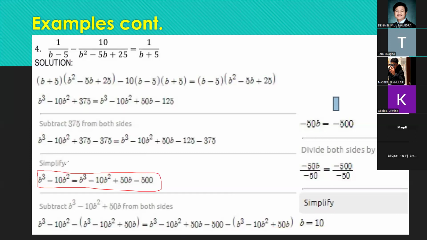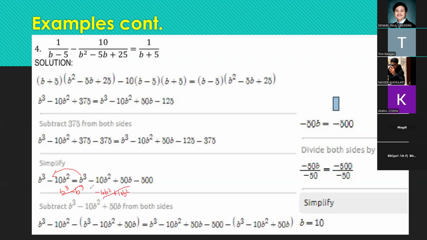Okay, so notice that we have b cubed and then b cubed. If we are going to transfer this one on the other side, so b cubed minus b cubed, what will happen? It will cancel, right? Yes, sir. Same thing here, negative 10b squared, negative 10b squared. We transpose this one on the other side, it will become positive 10b squared. So what will happen? That would also cancel.